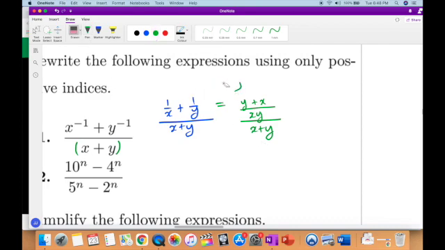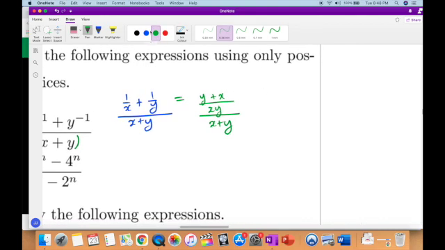Yes, sir. Okay. Right? So of course, this y plus x could just easily be written as x plus y, because y plus x and x plus y is pretty much the same thing. So now, this is interesting here. Right? Now, what do we have? We have x plus y divided by xy, all being multiplied by 1 over x plus y. Make sense?